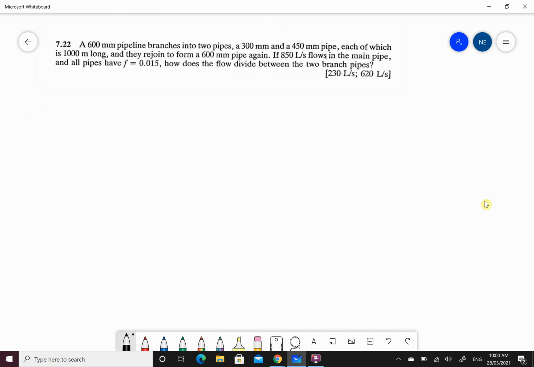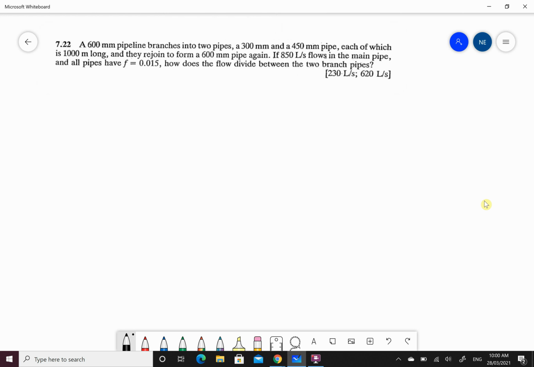So a 600 mm pipeline branches into 2 pipes, a 300 and a 450 pipe, each of which is a kilometre long. They're rejoined to form a 600 mm pipe again. 850 litres per second flows in the main pipe. All pipes have the same friction factor. How does the flow divide between the 2 branches? This here is a bit tedious, a bit mathematical.